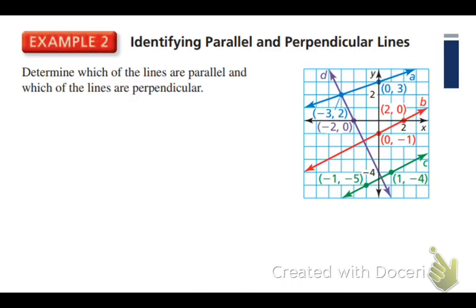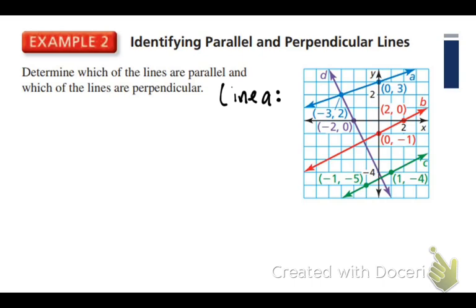This is the very first problem on your classwork. It looks just like this, just different things. You're determining which of the lines are parallel and which ones are perpendicular. In order to know that, what do we need to know about these lines? Their slope. So Dalton over here is going to help me find the slope of one of the lines. So we're going to find each of them. Let's start with line A.